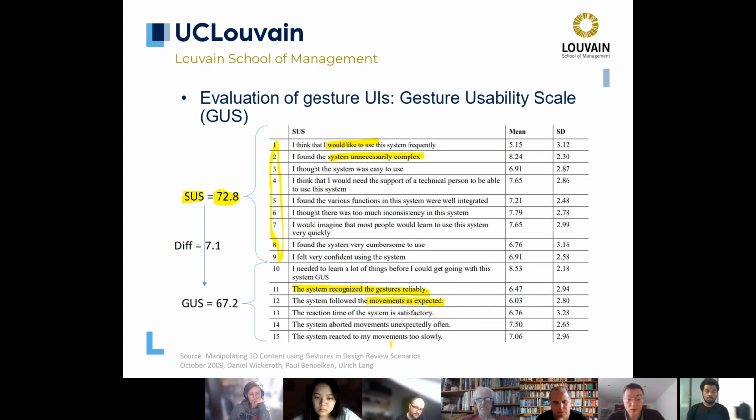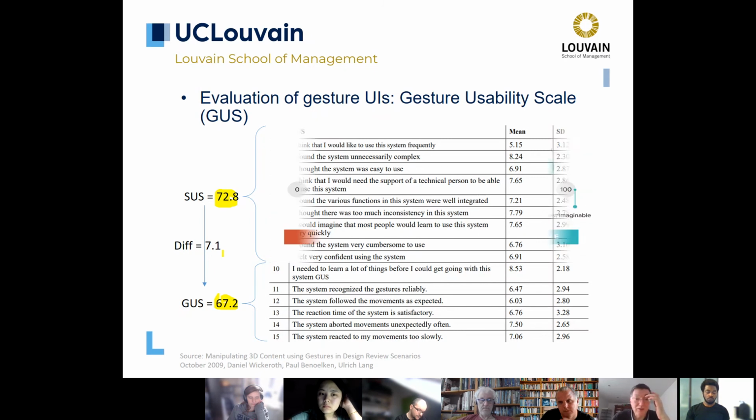And the system reacted to my movement too slowly. So again, this is more efficiency. So although those researchers did not perform any empirical validation of their questionnaire, and they used it only once, on their example, they performed the SUS and they obtained a score of 72.8. And for the GUS part, 67, which makes a difference of 7.1.